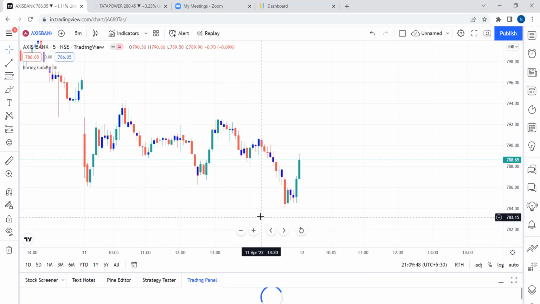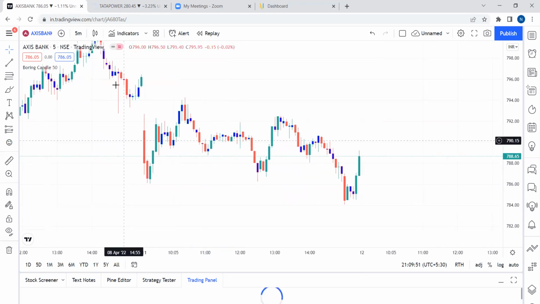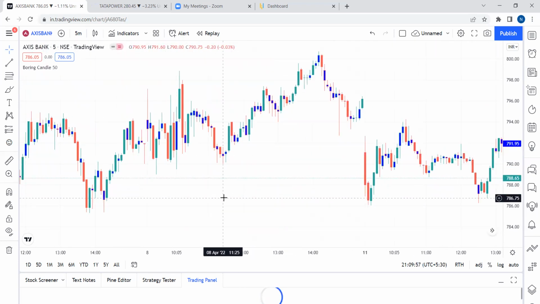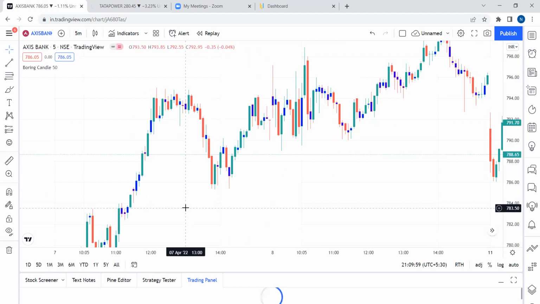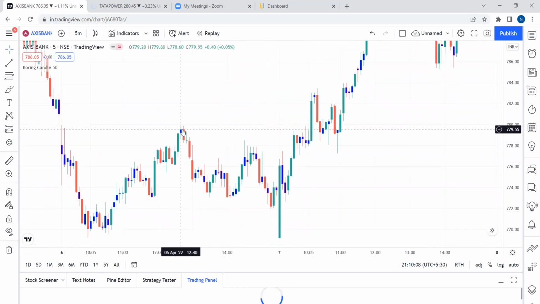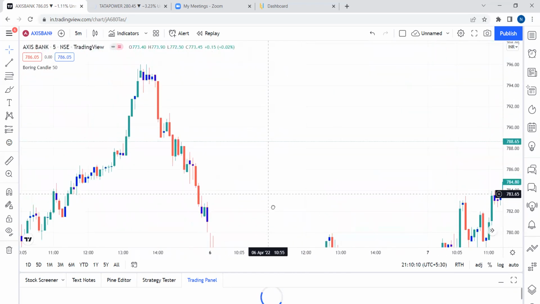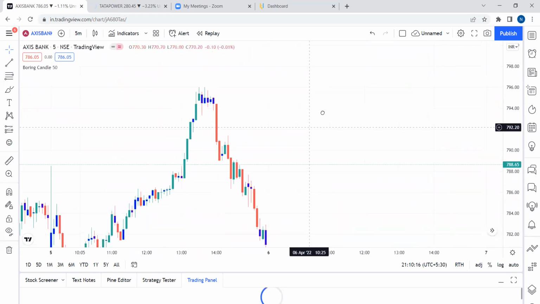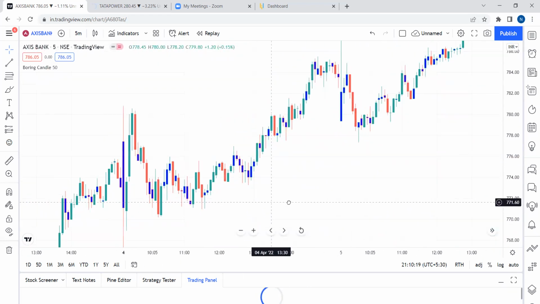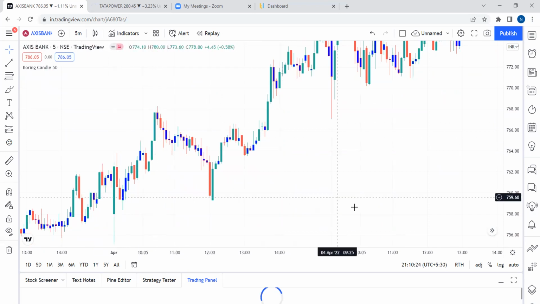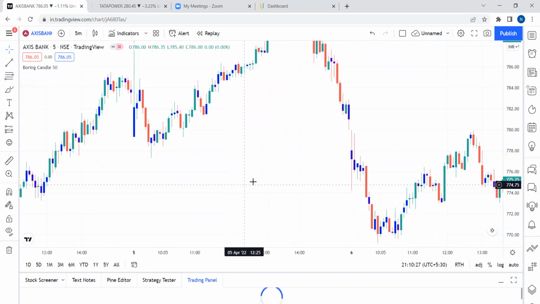Rally, boring, drop. Green, blue, red. Green, blue, red. Look at this. Green, blue, red. Okay. Green, blue, red. Issue for 5 minutes chart.